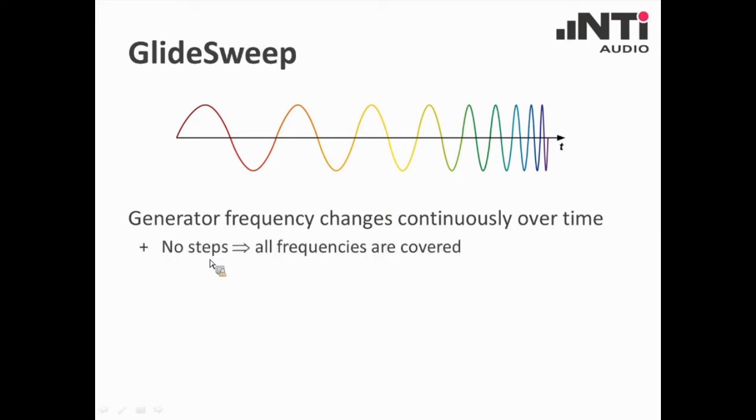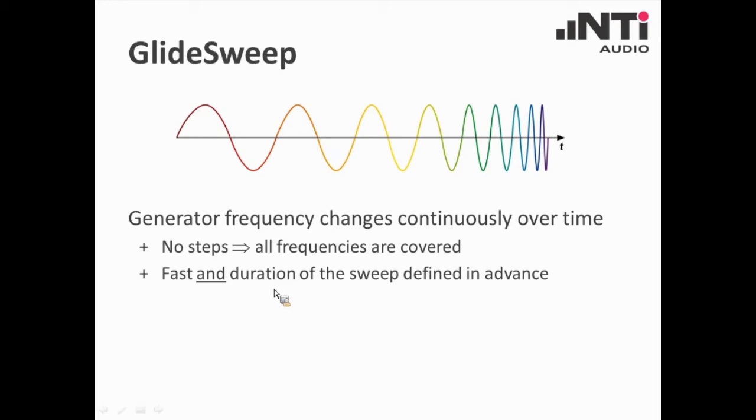As we have no longer steps, we have covered all frequencies in the corresponding band. So whatever we are interested in, we may read it out from the acquired result. Second, glide sweeps are very fast. They are much faster than step sweeps. And in addition, we can define the duration of the sweep in advance.